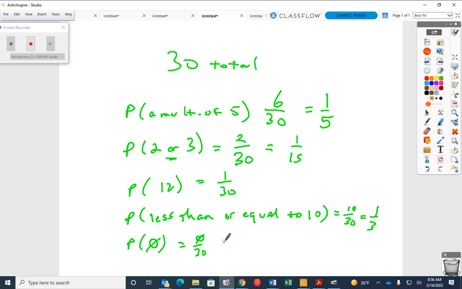Okay. Put your head up, please. All right. 0 over 20 or 0 over 10? That's a 30. But it doesn't matter because it's still going to be 0. I like these notes.